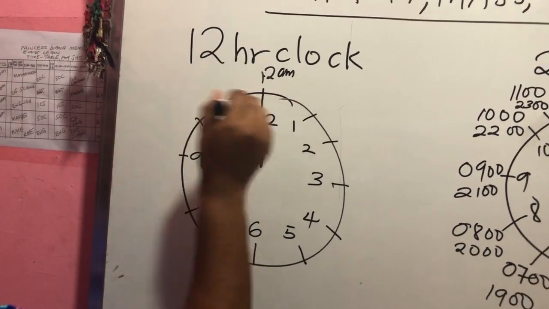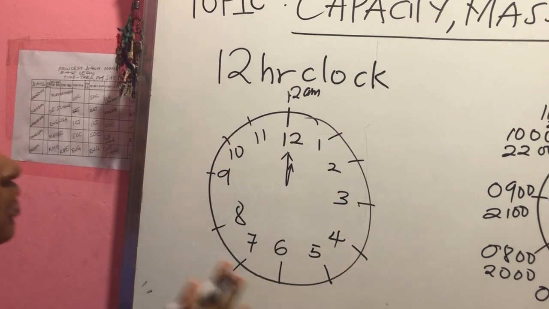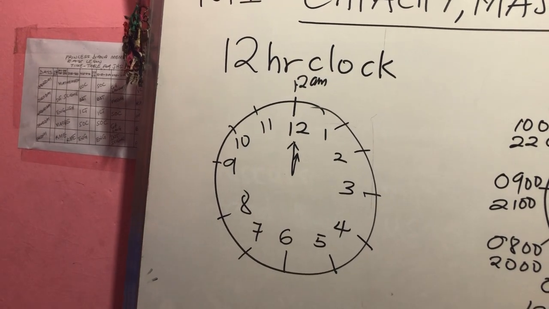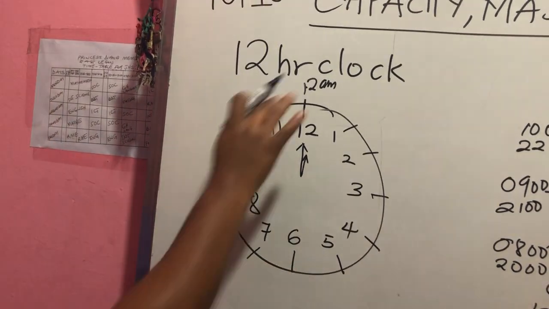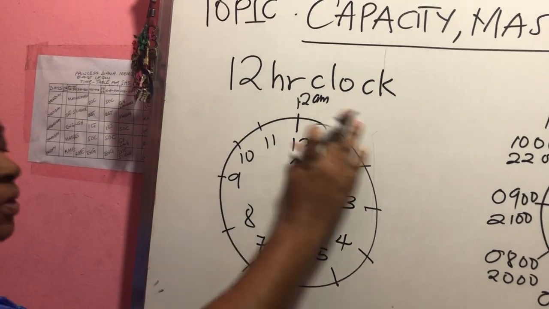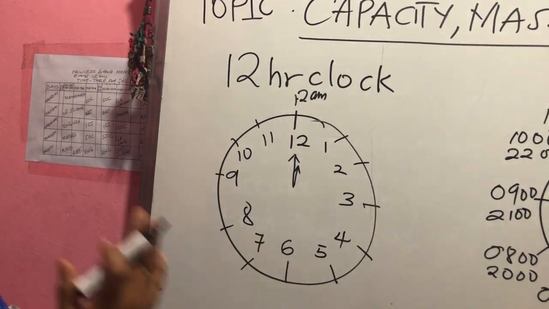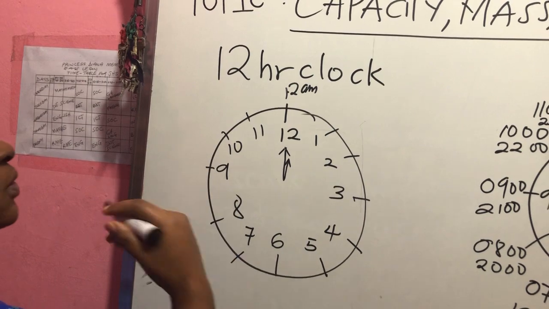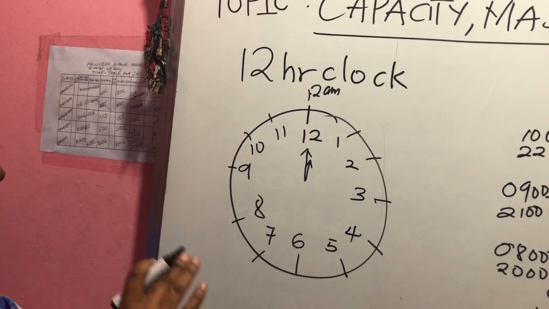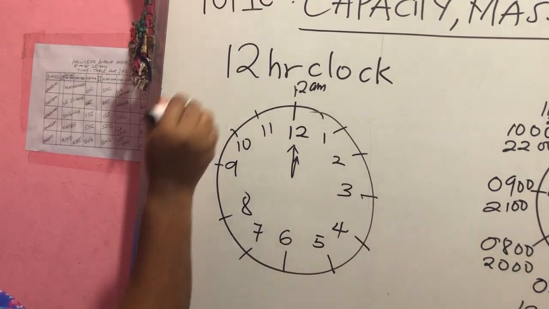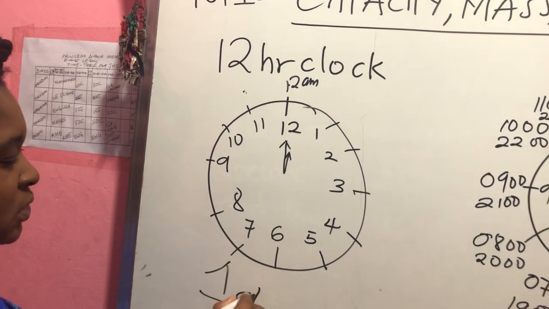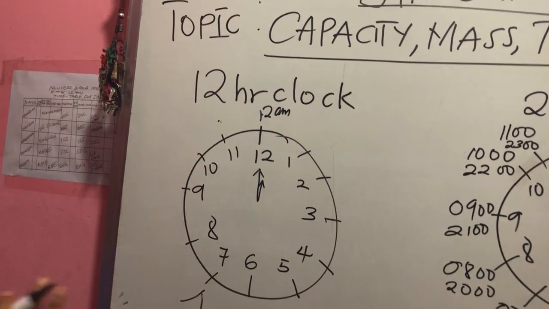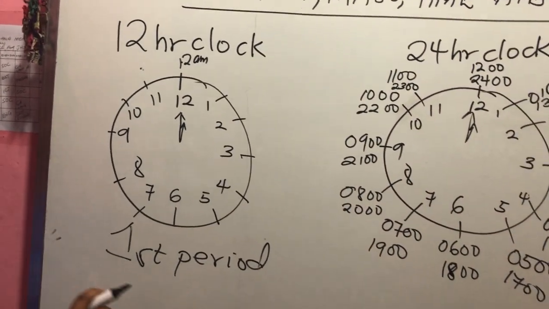So that's the morning time, and every time that you give within the morning, you refer to it as a.m. So from 12 a.m. all the way to 11 a.m., all the times are in a.m. and they are in the morning. Now, the moment the time hits here, as I have it here, we are going to afternoon, and that is what we call the noon. So from 12 a.m. all the way to 11 a.m. is the first period, the first part of the 12-hour clock.